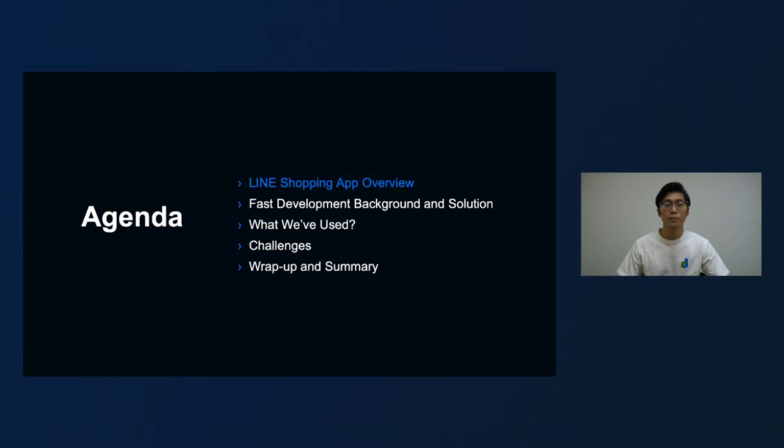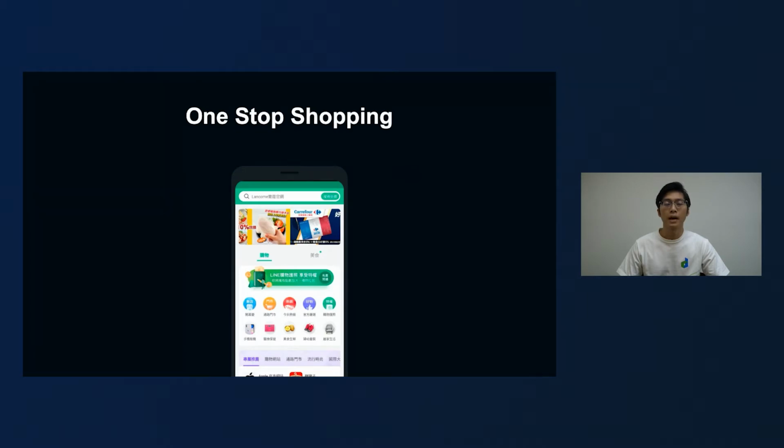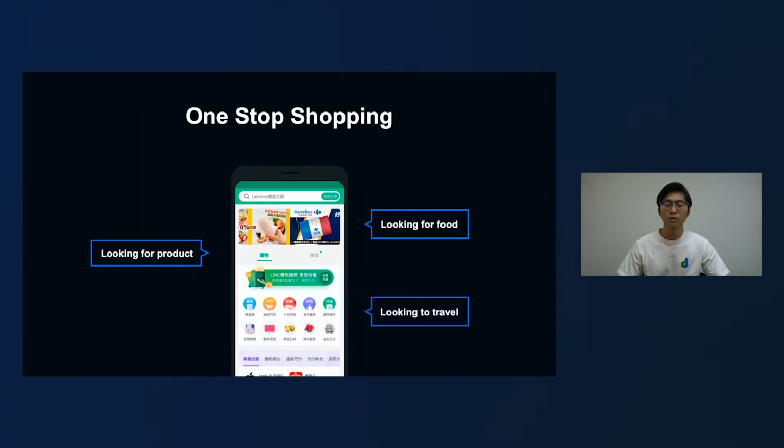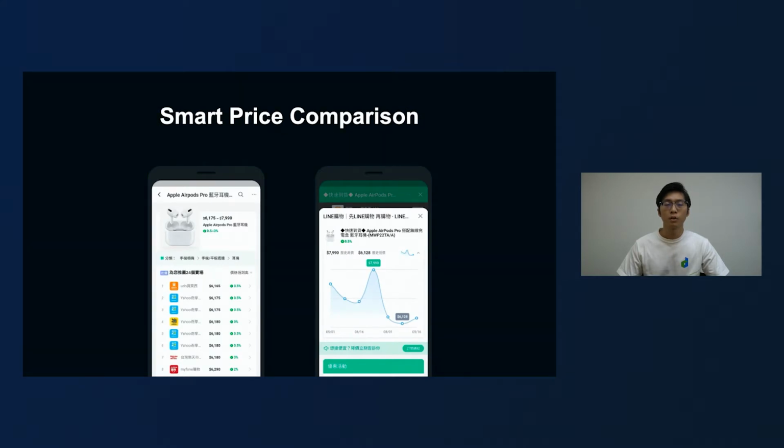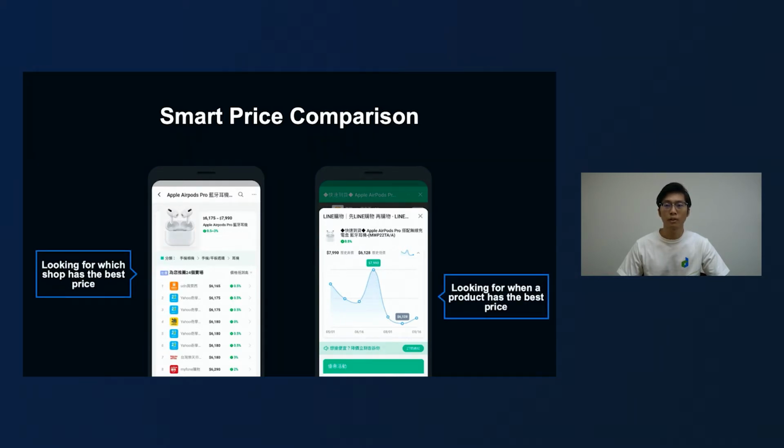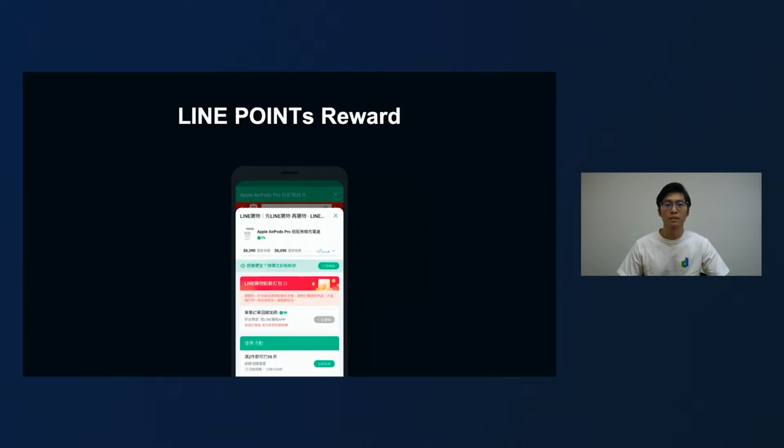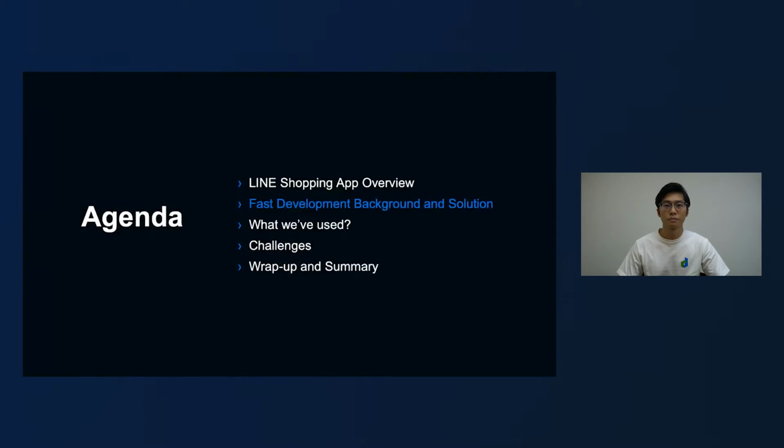Let's start with Line Shopping App overview. The Line Shopping app provides customers with one-stop shopping experience. No matter you are looking for product or looking for food, even looking to travel, you can find what you want in this app. The shopping app also provides smart price comparison. You can look for which shop has the best price. You can also look for when a product has the best price. More than that, you can get a Line point reward after purchase and redeem for your next purchase.